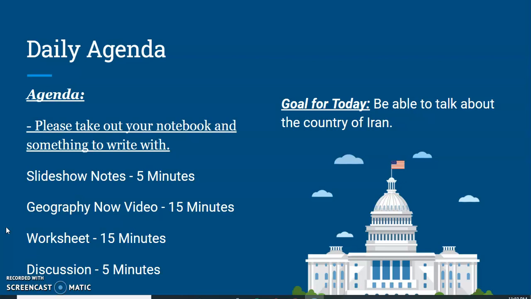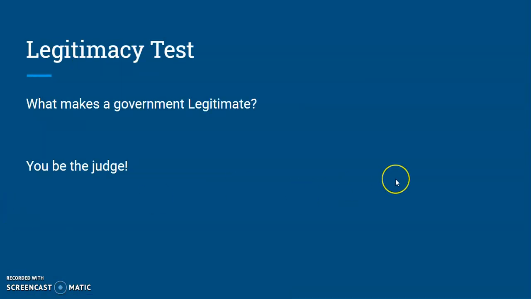All right, so we are going to be moving on to the last step in subunit 2, which is talking about the legitimacy test. Take a look here. You should have your notebook out and something to write with already. The next thing we're going to be talking about is the legitimacy test. What this test is asking is for you to decide if the country is legitimate or not.